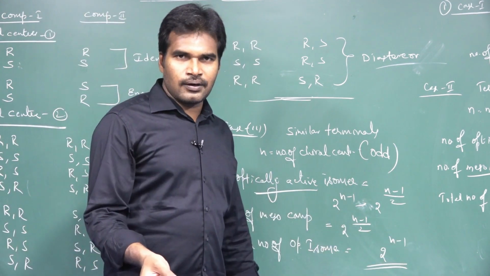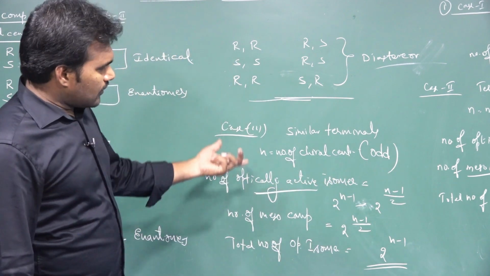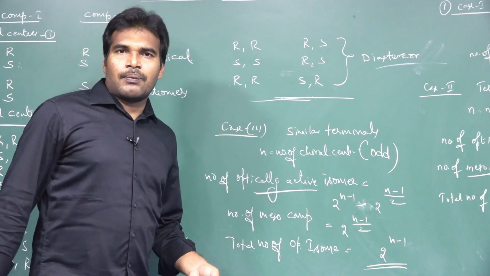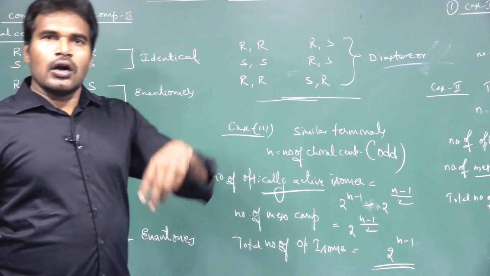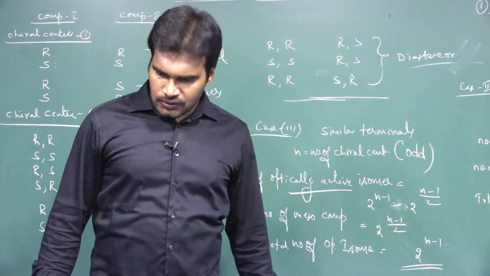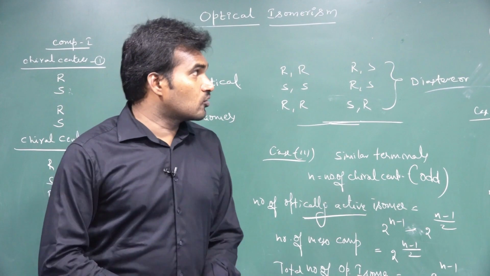You take any example and by applying that example in this case, we can easily get the number of optically active and inactive and total number of optical isomers. So this is about the optical isomerism.